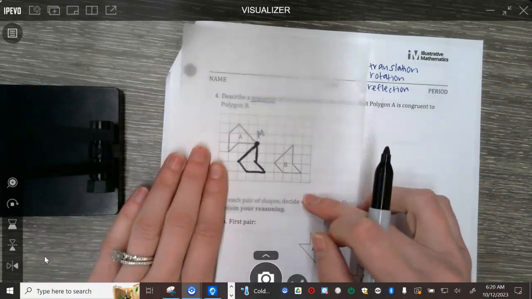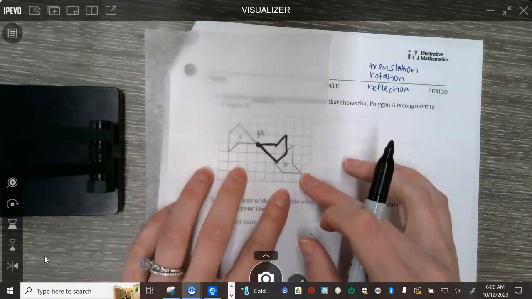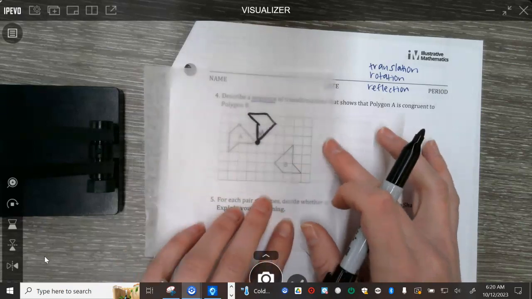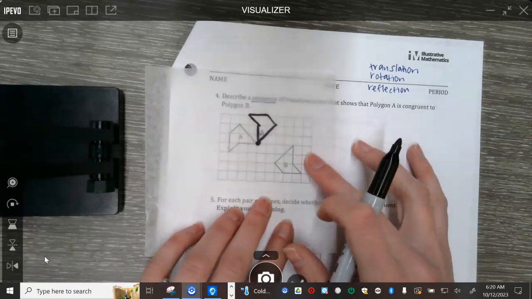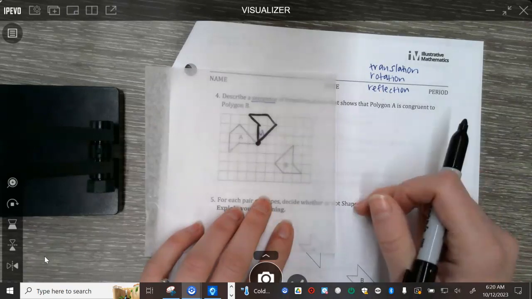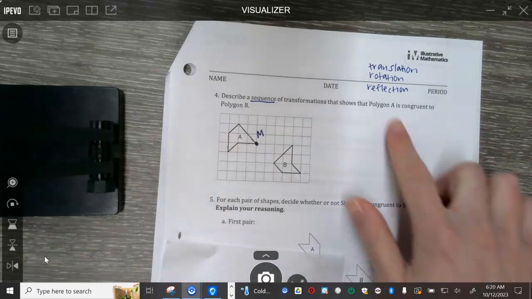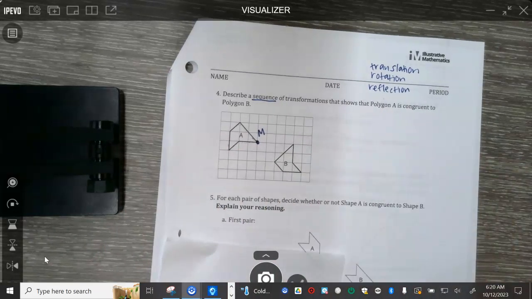Okay, maybe you're like, it's not 90. Turn it again. Was it 180? Was it 270? Okay, but you need to find a combination of 2 transformations that make up this move. Okay, then you're going to write it here. If you need more help, come and check in with Miss G.